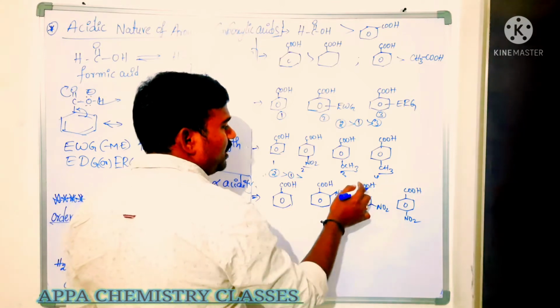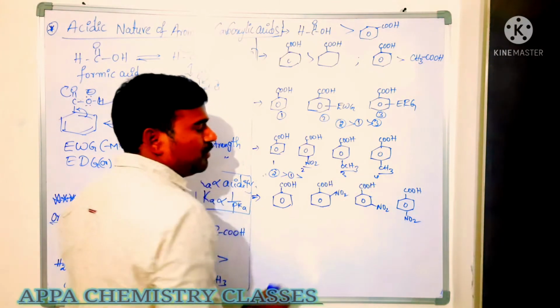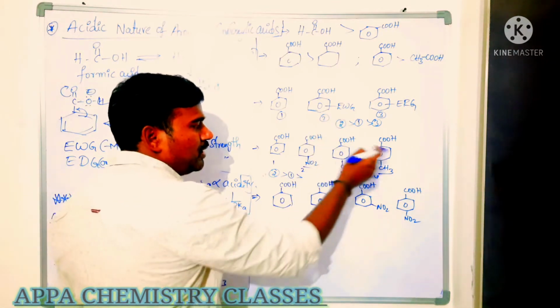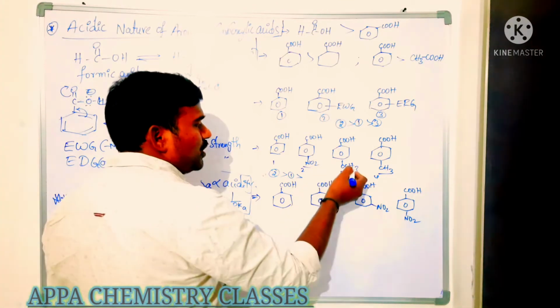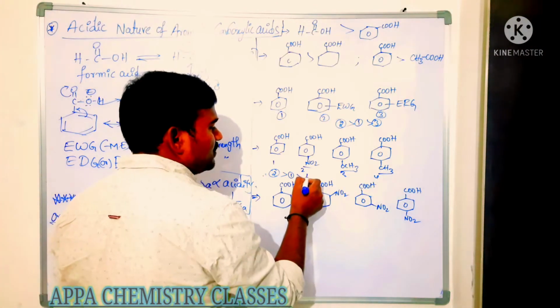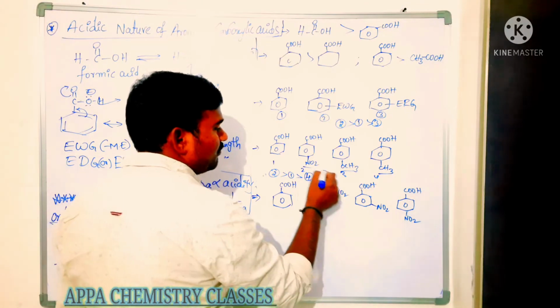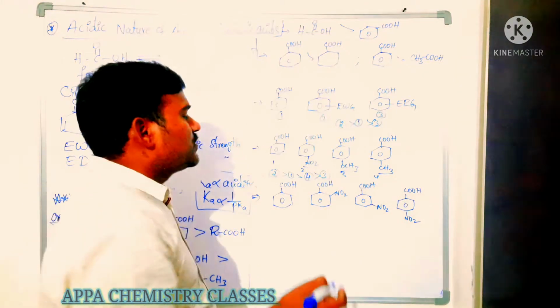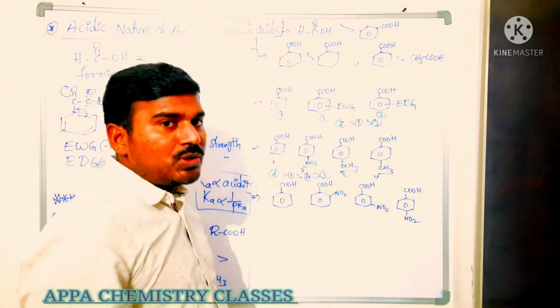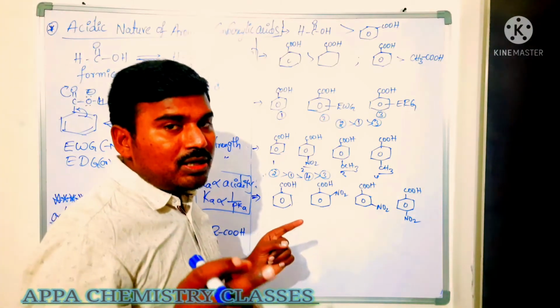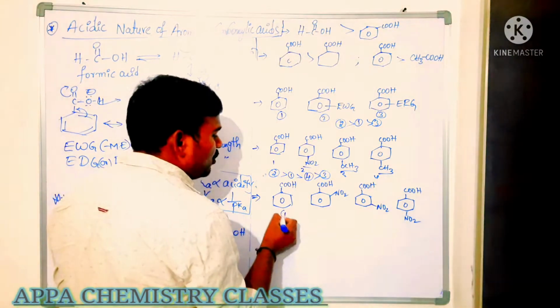After that, among 3 and 4, it is more electron releasing when compared to this one. It is plus M group. It is plus I group. So it is the least acidic one when compared to this one, 4. After that, 3. Is that clear, everyone? So next we are going to see here. So here you need to observe, which one is more acidic here?